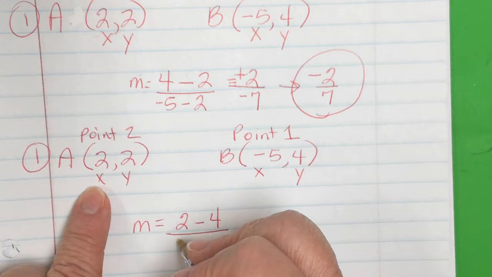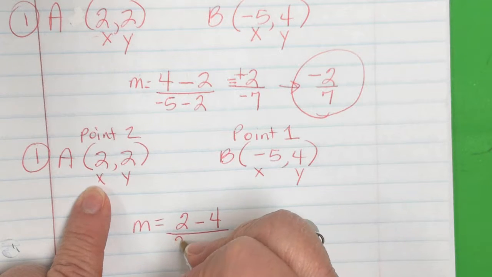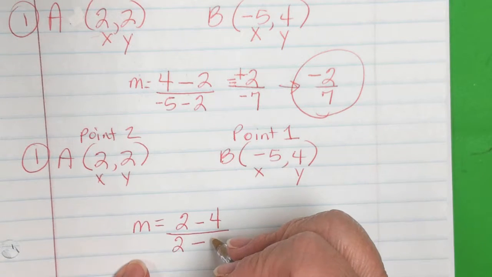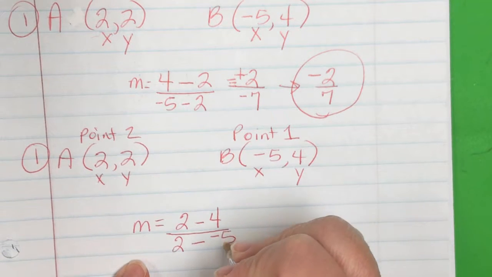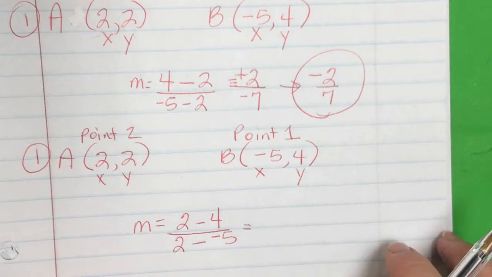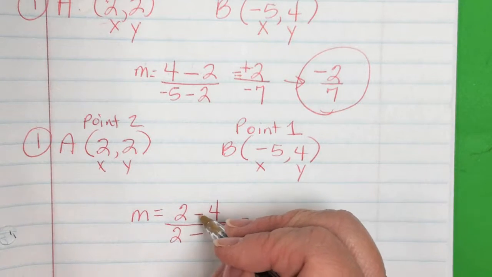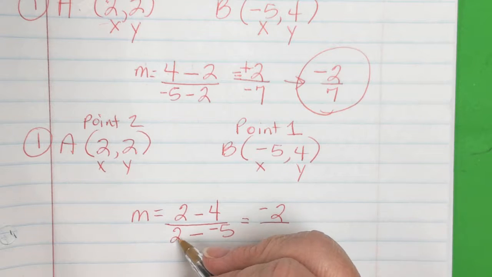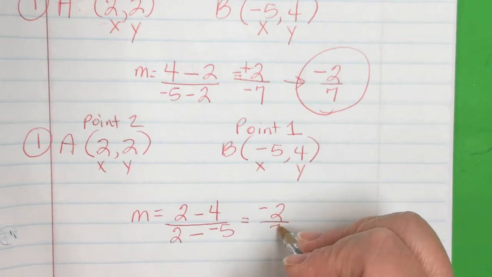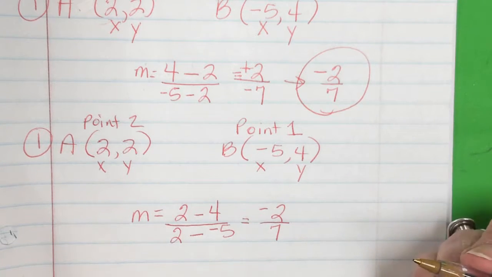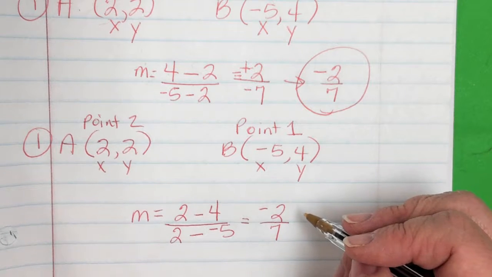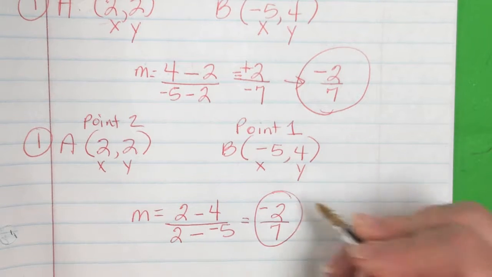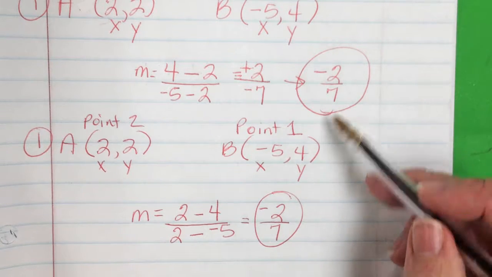The x value of point 2 is again 2 minus the x value of point 1. Making your calculations, 2 minus 4 is negative 2, and 2 minus negative 5 is positive 7. We do not have a negative sign in the denominator. It won't simplify any more than it is. So 2/7 and 2/7.